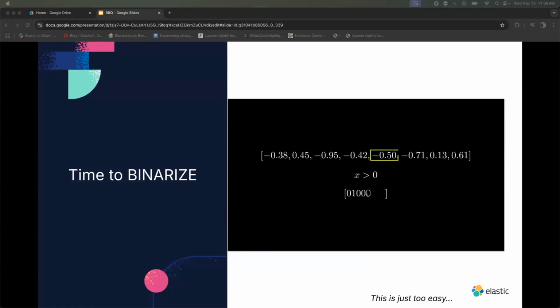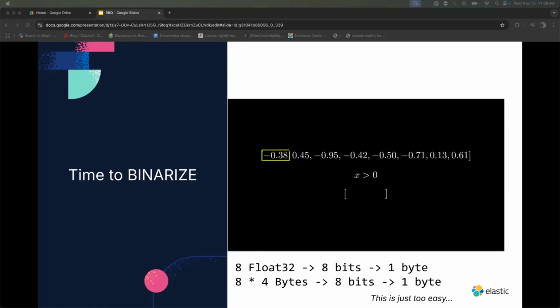But this is what binary quantization does: it allows you to take a floating point number and reduce it to a single bit, so now you can have 8 floating point numbers become 8 bits, which then store into a single byte. So I have the text here. I hope you can see that. You have 8 times 4 bytes, which is 32 bytes, down to 8 bits, which is just 1 byte. So it's about a 32x reduction in space.